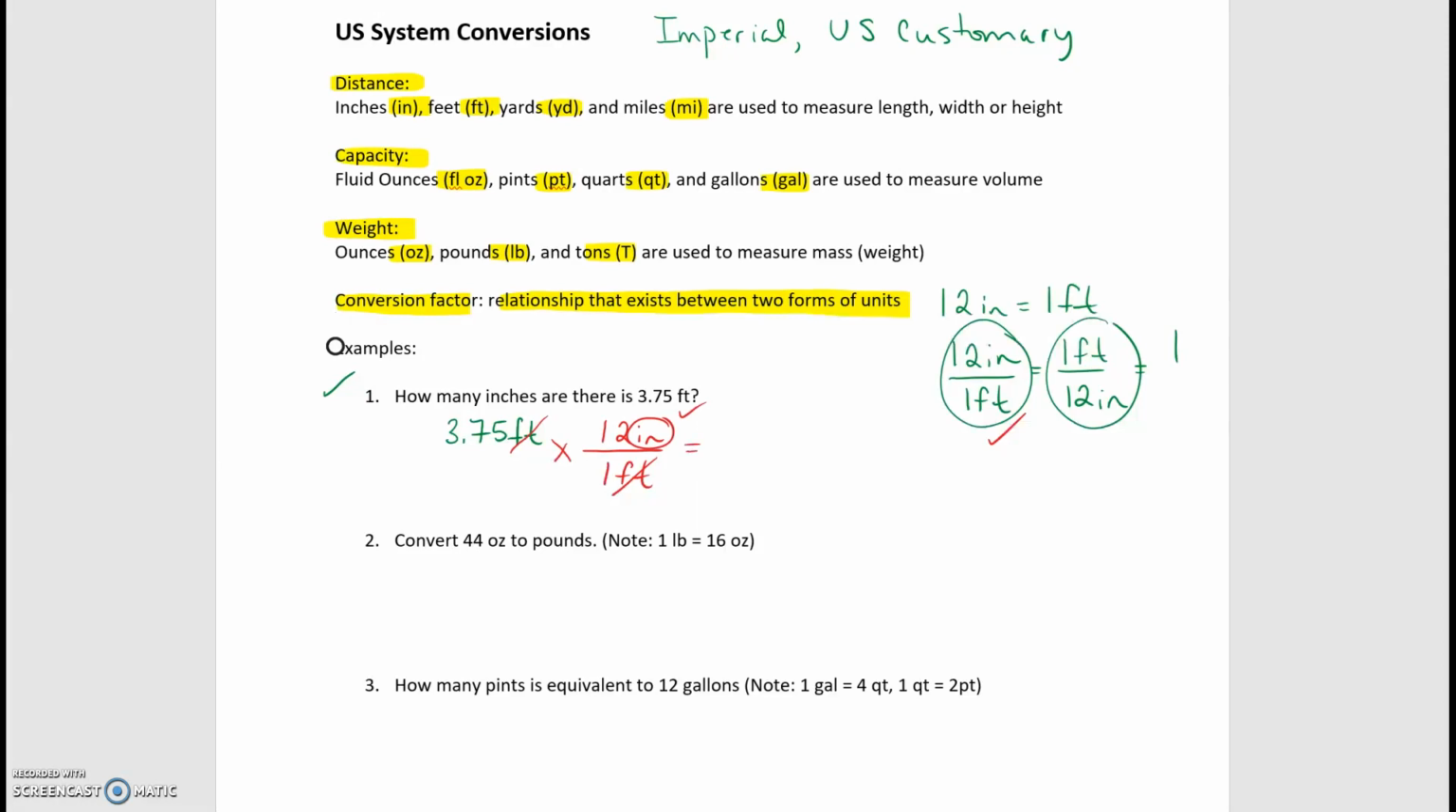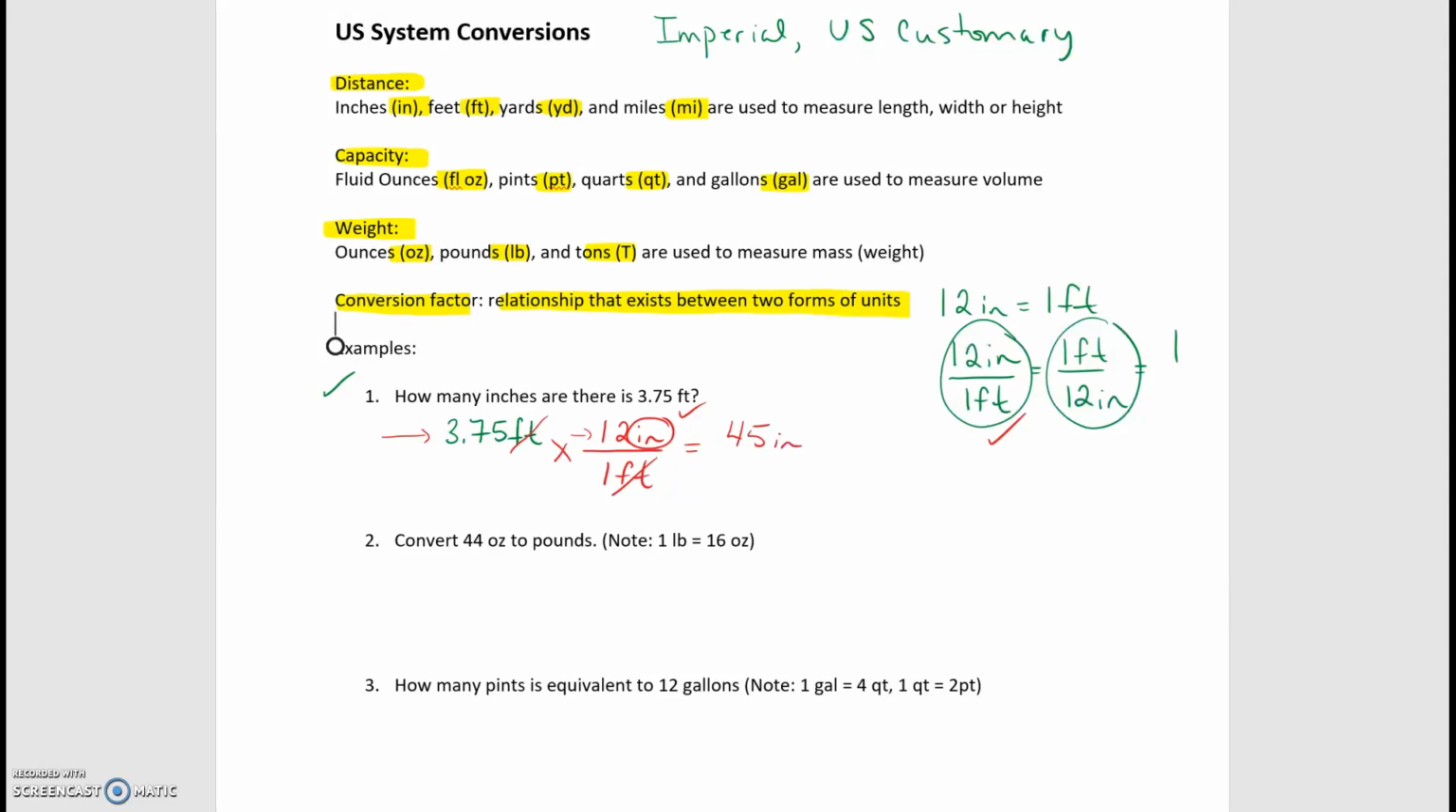Now in my calculator, what I'm going to be doing is multiplying 3.75 times 12 inches. I don't need to really worry about dividing by 1 because anything divided by 1 is just going to be that number itself. 3.75 times 12 gives me an answer of 45, and that's in inches.